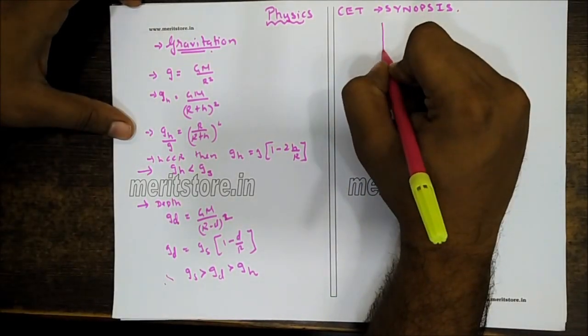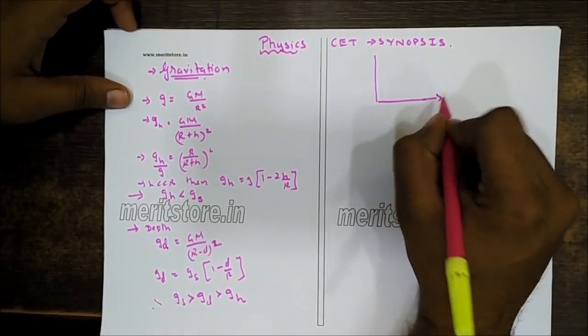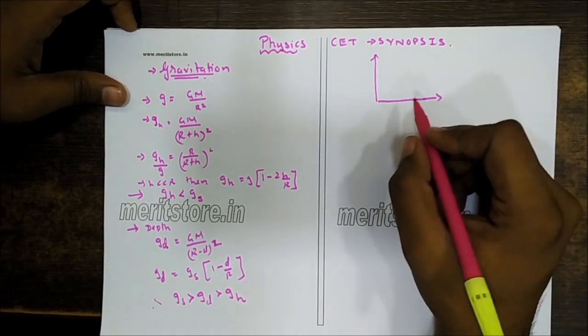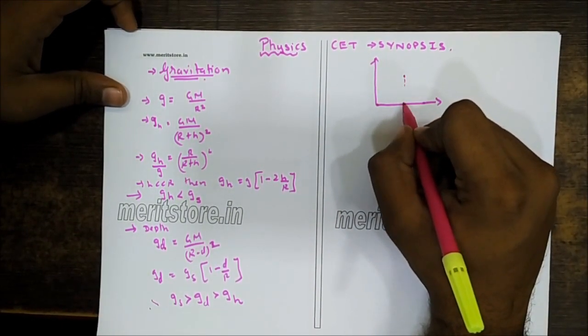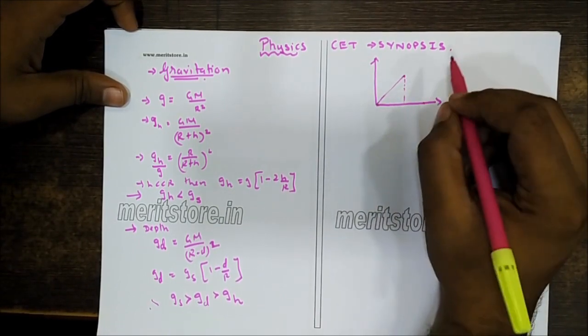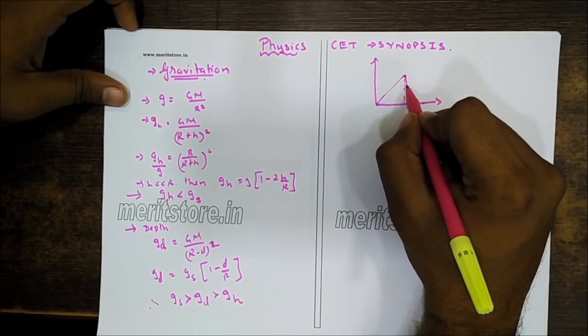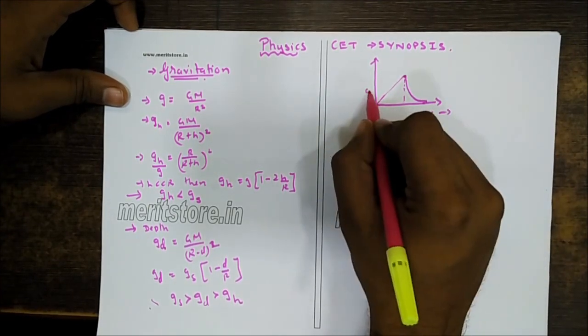There is a small graph which shows variation of g. If this is the surface, then going towards the depth it's linear, while going towards the height it's exponential. This is x versus g.